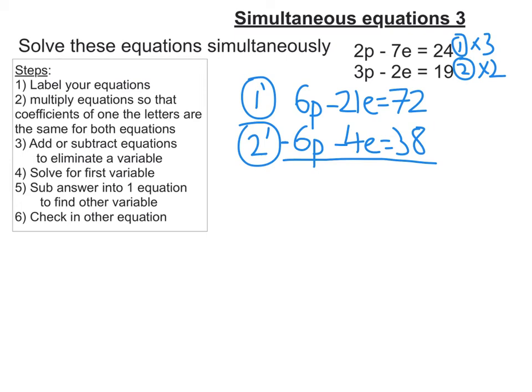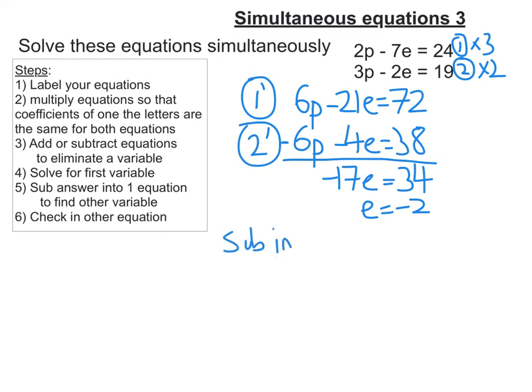So 6p take away 6p disappears. Negative 21e take away negative 4e. Well, that's negative 21 add 4, so it's negative 17e. And 72 take away 38 would be 34. Divide both sides by negative 17, the number in front of the letter, and I get e equals negative 2.